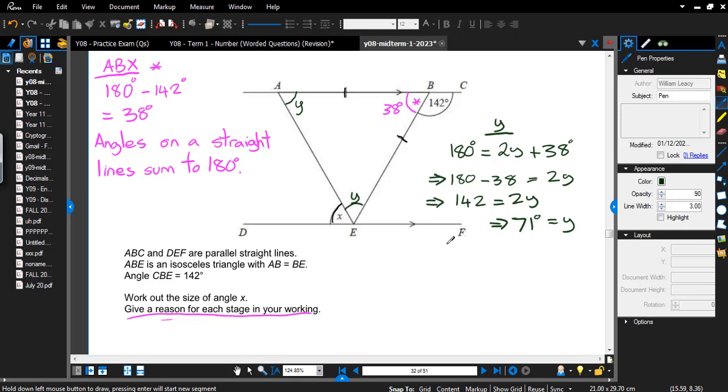Give a reason. So that's my advice: get the angle, give a reason. There are two reasons. Reason one: angles at the base of an isosceles triangle are equal.